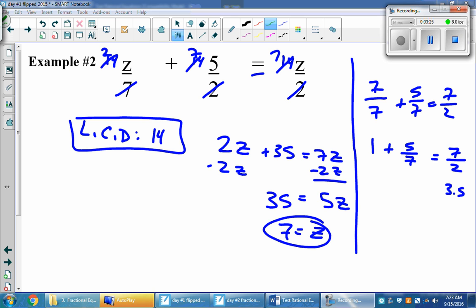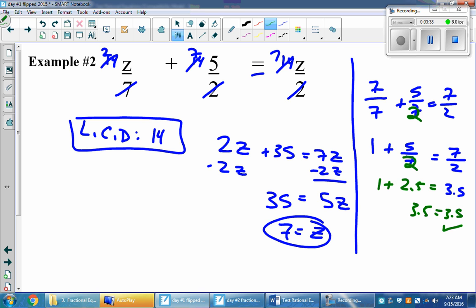I'm back. Sorry about that. I had to sneeze. So I made a mistake. That should be a 2. That should be a 2. 5 halves is 2.5. 1 plus 2.5 is 3.5. So it checks. We know it is our answer. So I can put this in a nice little solution set. Some type of squiggly brackets.